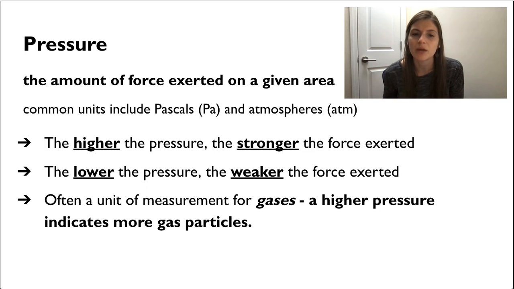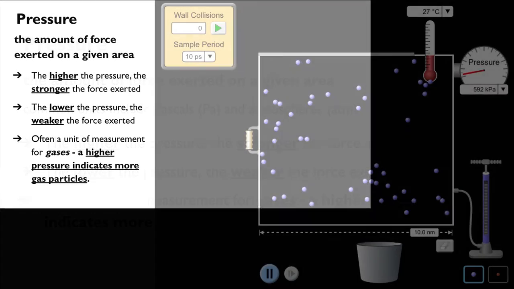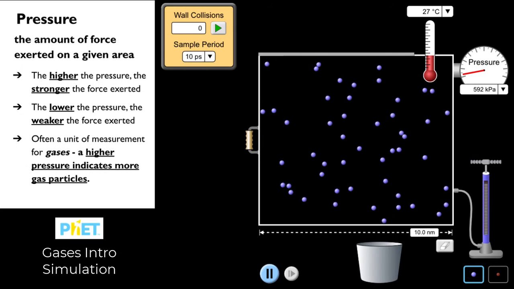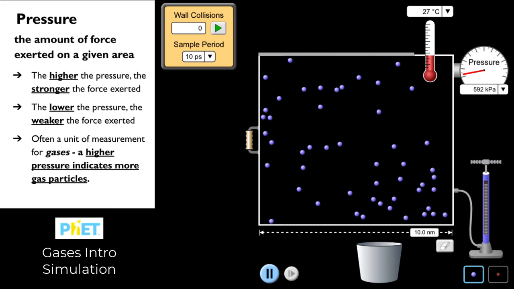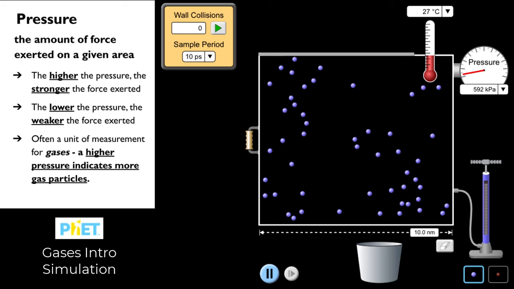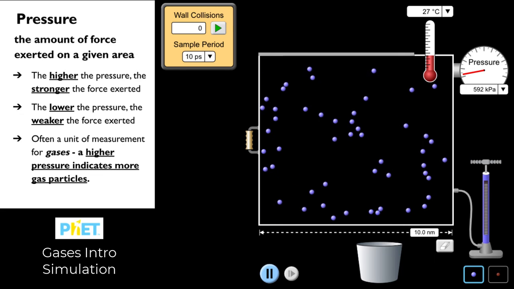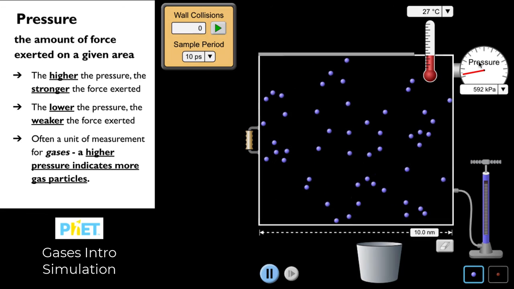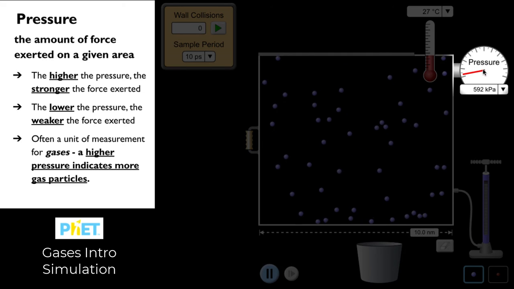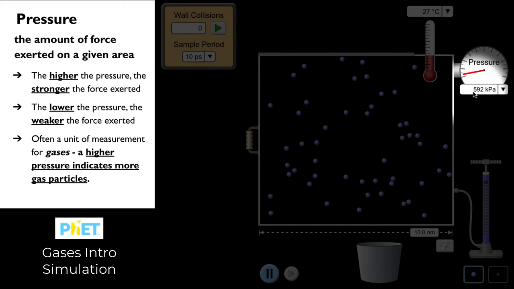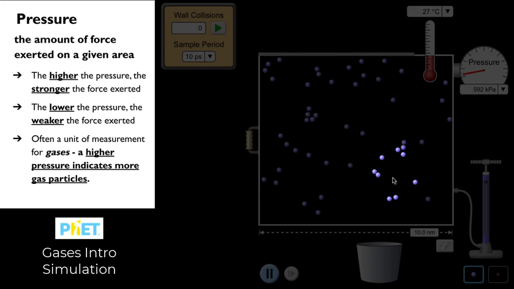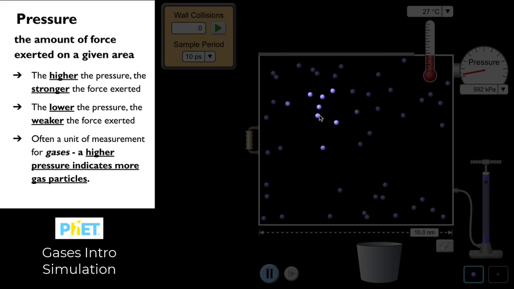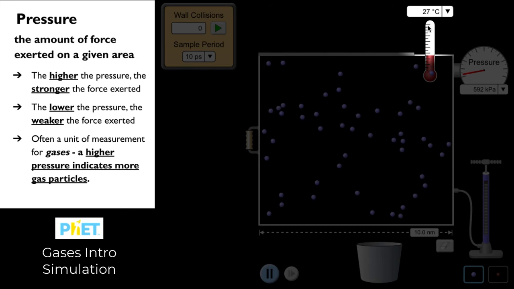And so this is usually a measurement for gases. We can't see gases. Since gases are not visible, when gases are involved in chemical reactions and we're trying to think about gases in terms of collisions, it's really useful to think about this idea of pressure and to visualize what pressure is telling us. In this PhET simulation, the pressure needle here is telling us that there are 592 kilopascals of pressure when there are this number of gas particles, these purple particles here, at 27 degrees Celsius.